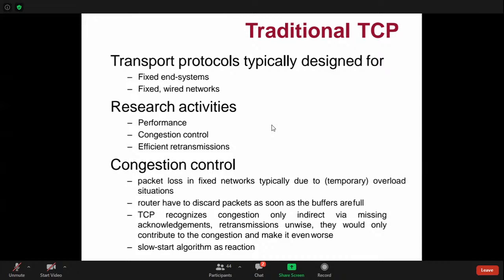TCP recognizes congestion only indirectly via missing acknowledgements. So how can you identify it? That's the big question. The sender will keep on sending the data. Beyond the capacity, the router will start discarding the packets, so there would be some missing data. This has to be recognized, and it will be recognized by looking at the acknowledgements.